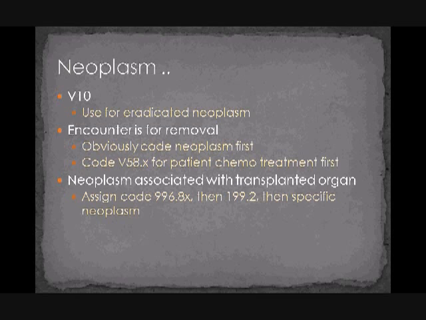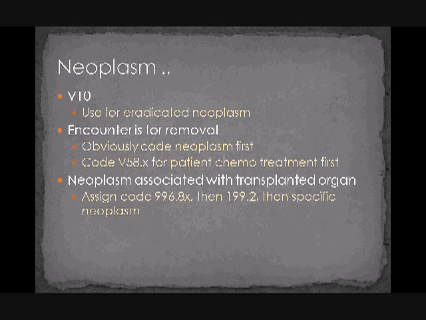So it's a complication. What you have to do first is code, let's say, complication of a transplanted organ. So that's what 996.8 is. And in case it was a kidney, it would be 996.81. That's specifically for a kidney.